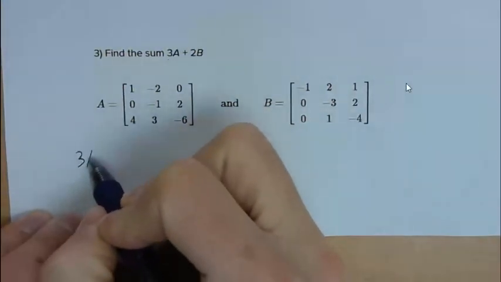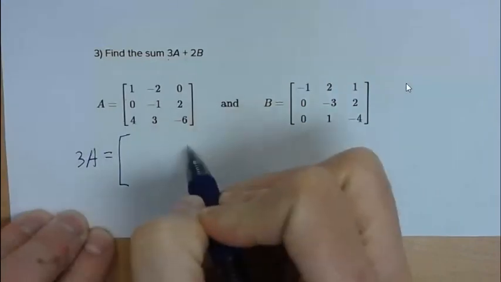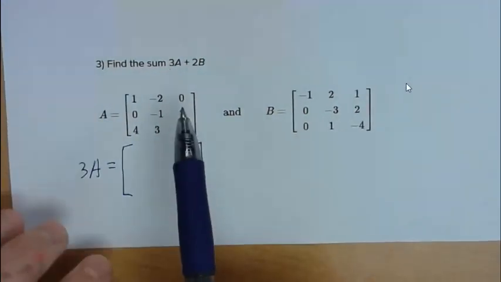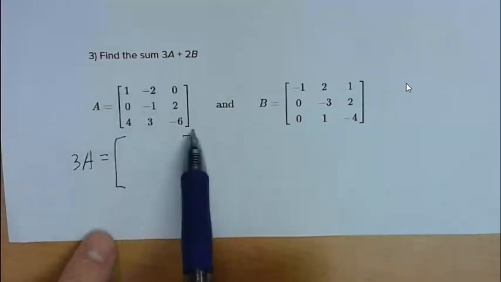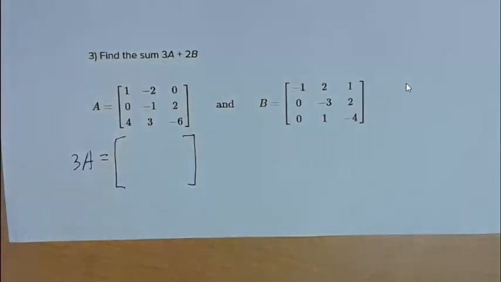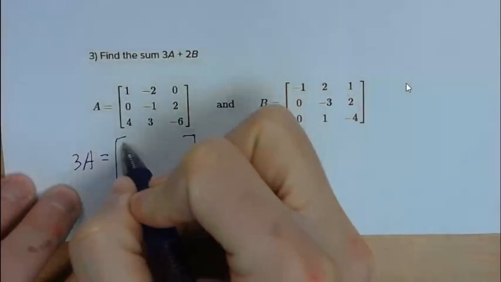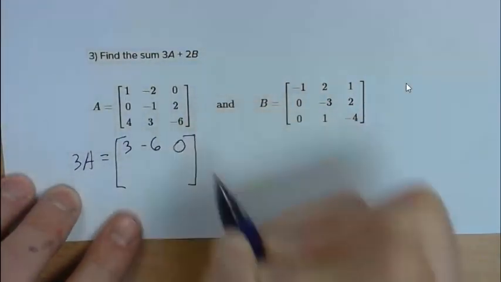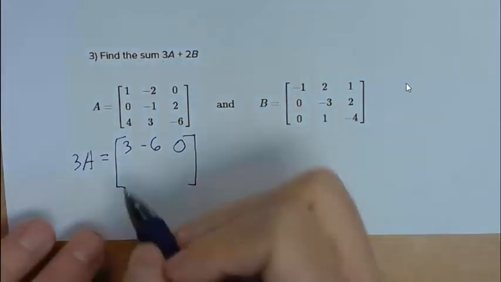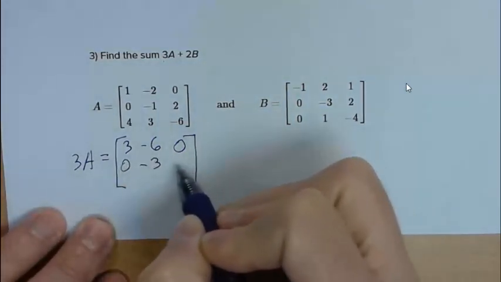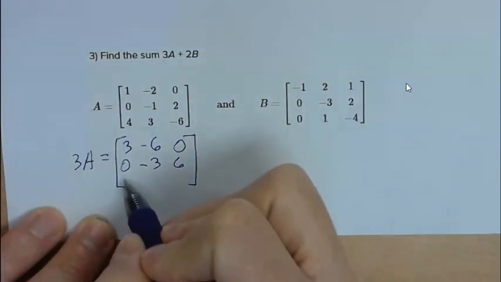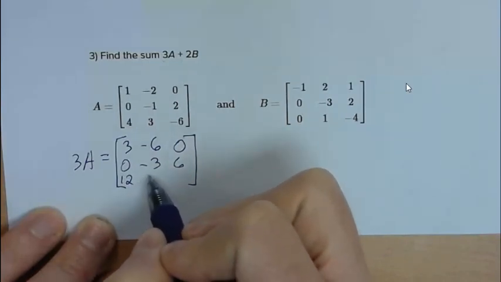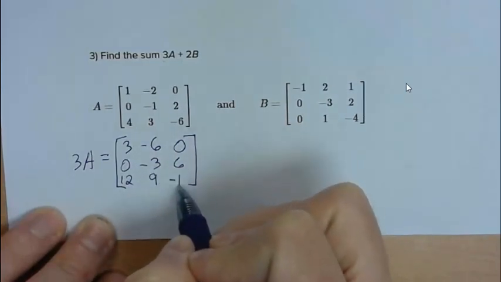So we have 3A, which now we can kind of skip ahead a little bit because we're more used to it now. I'm going to triple every item in this whole matrix. Some of them are zeros that are not going to change. So we'll kind of see that happening as we go. So our first row would be 3, -6, and 0, multiplied by 3 in all of them. And then we have 0, -3, and 6. And then we have 3 times 4 on the bottom is 12, 9, and -18.